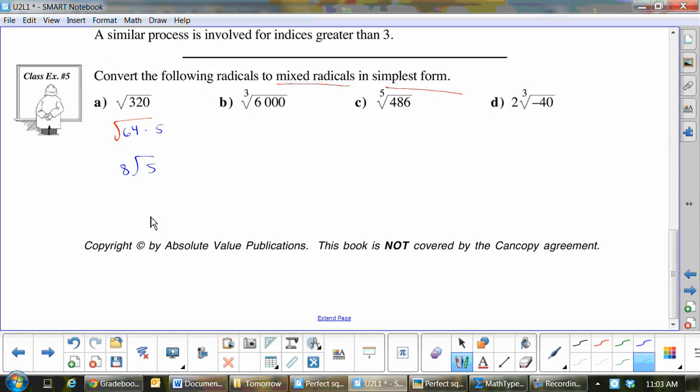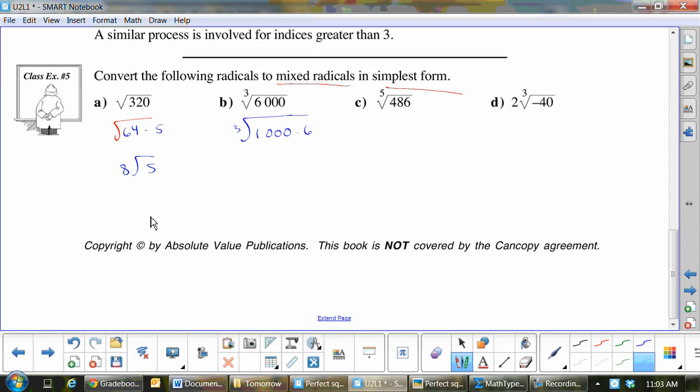Okay, cube root of 6,000. What is a nice cube in 6,000? 1,000. So, again, take the time to go like this, 1,000 times 6. Now, first of all, make sure you picked a good cube. Why would you pick 1,000? Because you memorized that 10 cubed is 1,000. You even know 1,000 exists, like you see 1,000.